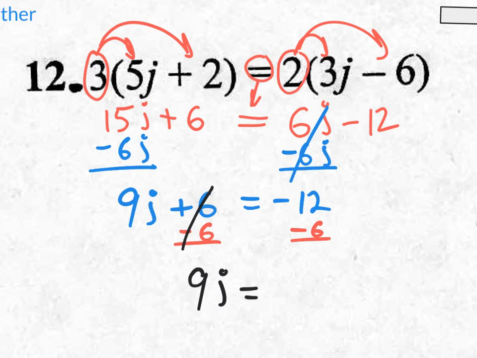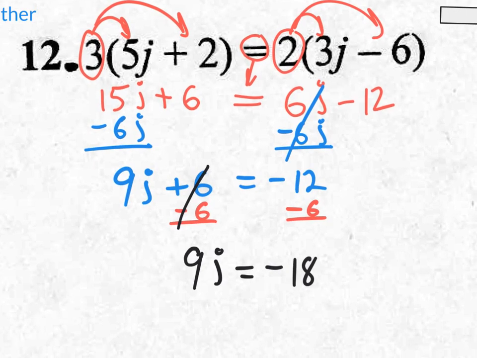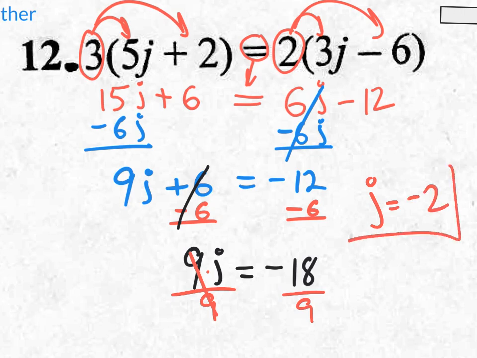And on the right side, negative 12 take away 6. That's like you owe 12, you owe 6. You're going to owe 18. So for my final step, I need to get rid of that 9 in front of the j, which is really a multiplication of 9 in front of the j. So I need to divide by 9. Divide by 9. J equals negative 2 is my answer.